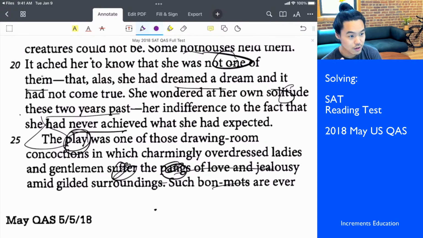Sue, yeah, amazing. So it's nice that we can suffer together, just like how these ladies and gentlemen suffer. Okay, I'm just making a stupid joke.